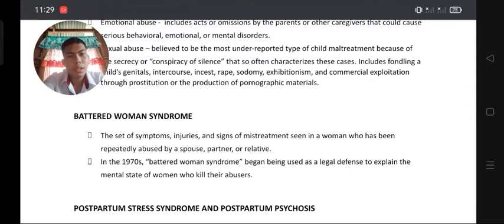Battered woman syndrome is the set of symptoms, injuries, and signs of mistreatment seen in a woman who has been repeatedly abused by a spouse, partner, or relative. In the 1970s, battered woman syndrome began being used as a lethal defense to explain the mental states of women who killed their abusers.